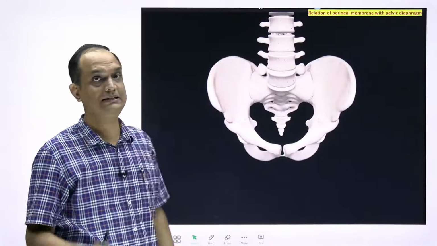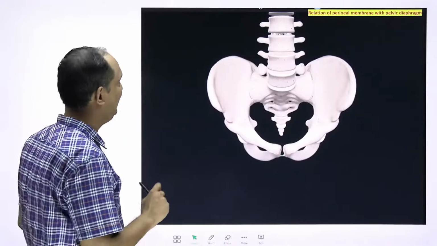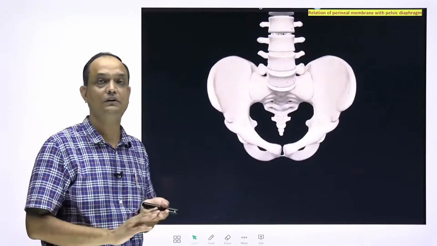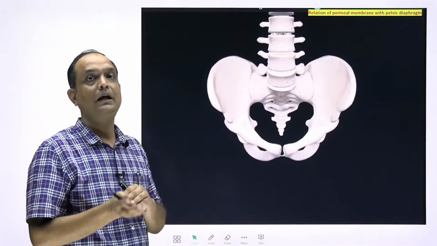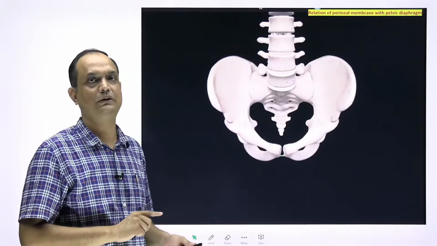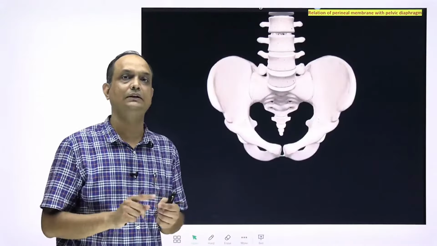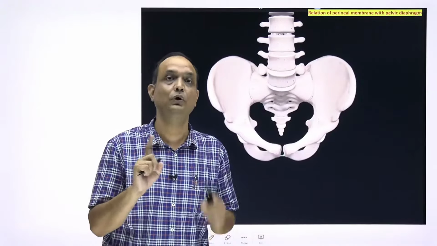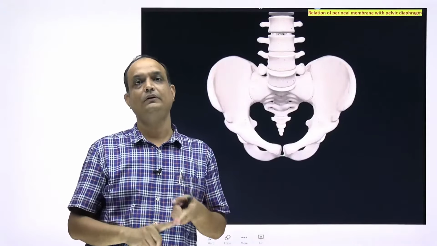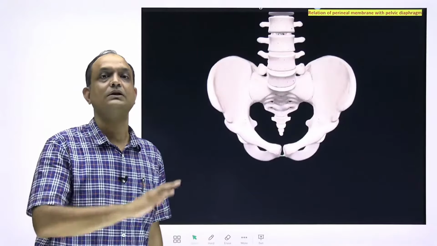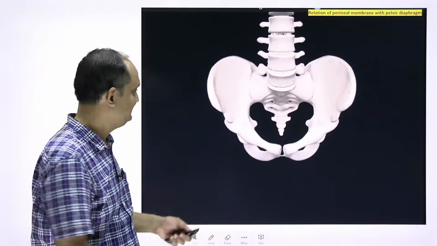Now, in this video clip, you first have to understand the relation of the perineal membrane and the pelvic diaphragm. Why am I showing this clip? Most of the students think that the perineal membrane is the inferior covering of the pelvic diaphragm. No, it is not. It is the inferior covering of the urogenital diaphragm, and the urogenital diaphragm lies below the pelvic diaphragm. So let's see this clip.